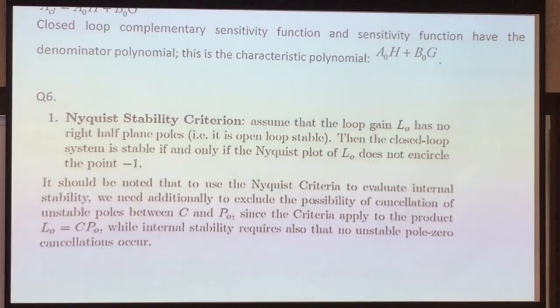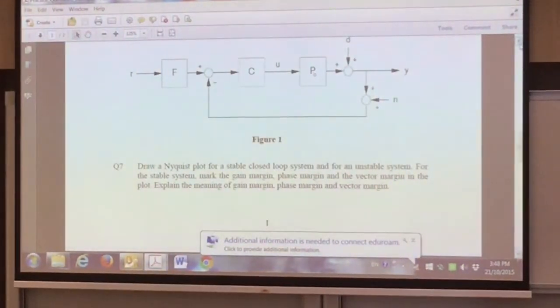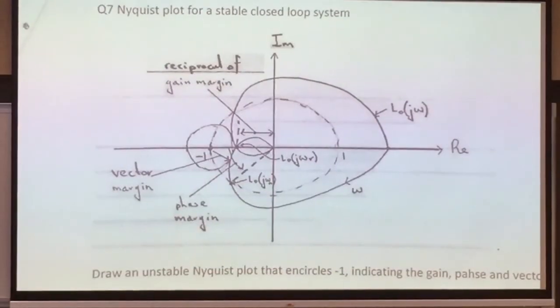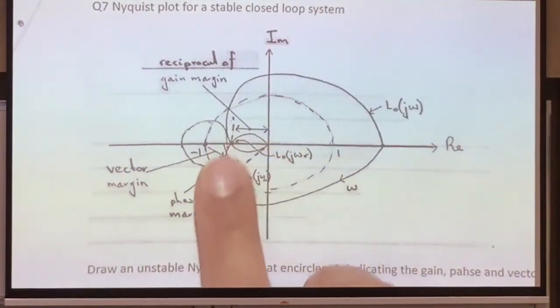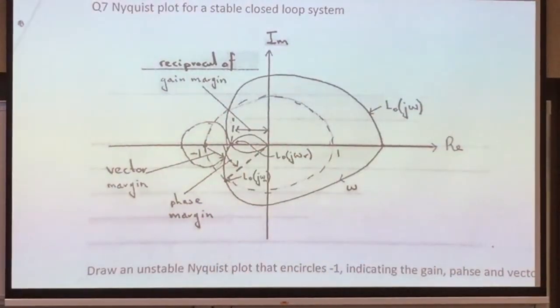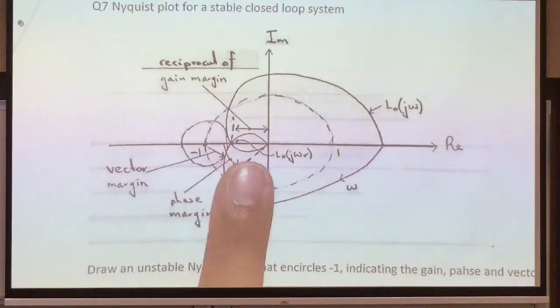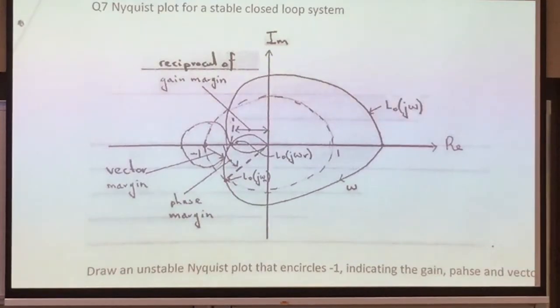Question 7, tested last year. Draw a Nyquist plot of a stable closed loop system and of an unstable system. You can draw me a stable closed loop system very easily with your eyes closed, I think. Just draw me something like this. We have seen this multiple times, and I believe you can draw it. So it's a simple second order L naught. And you can easily label what is gain margin, what is vector margin, what is phase margin.